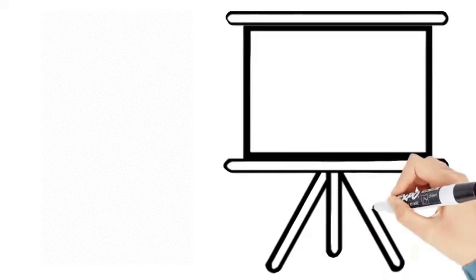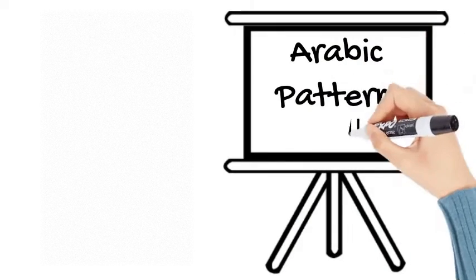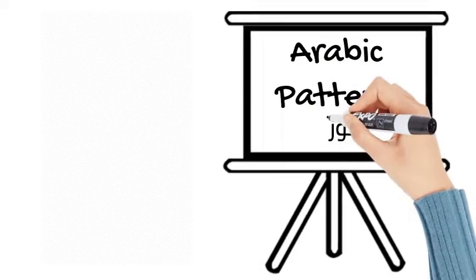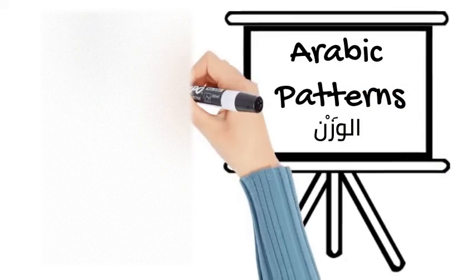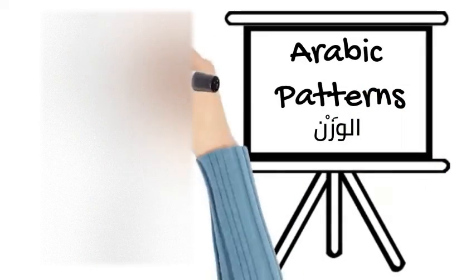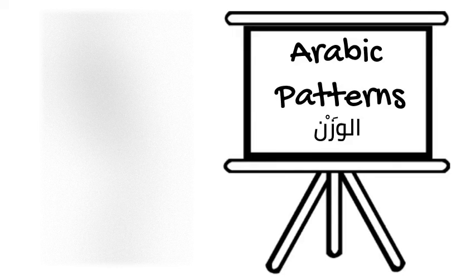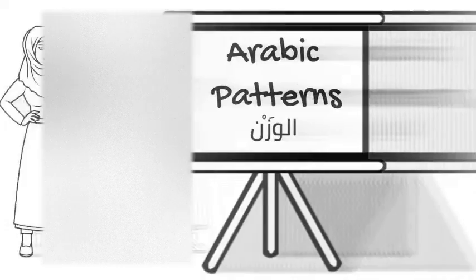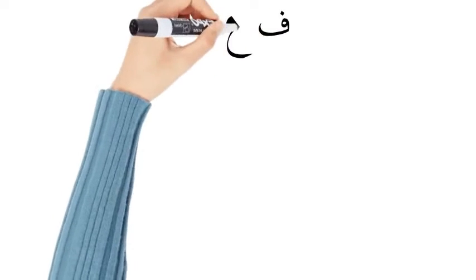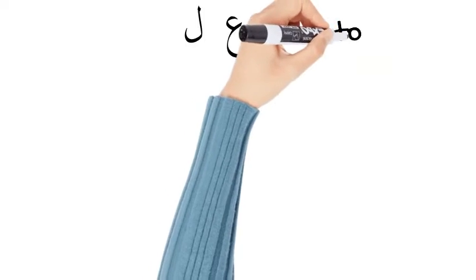In this video we will talk about the patterns in the Arabic language. Patterns in Arabic is al-wazn or al-awzan, which literally means the weight. In the previous video we talked about word roots, and here I would like to introduce an important word root in Arabic, which is fa'ala. This is the word root for to do.